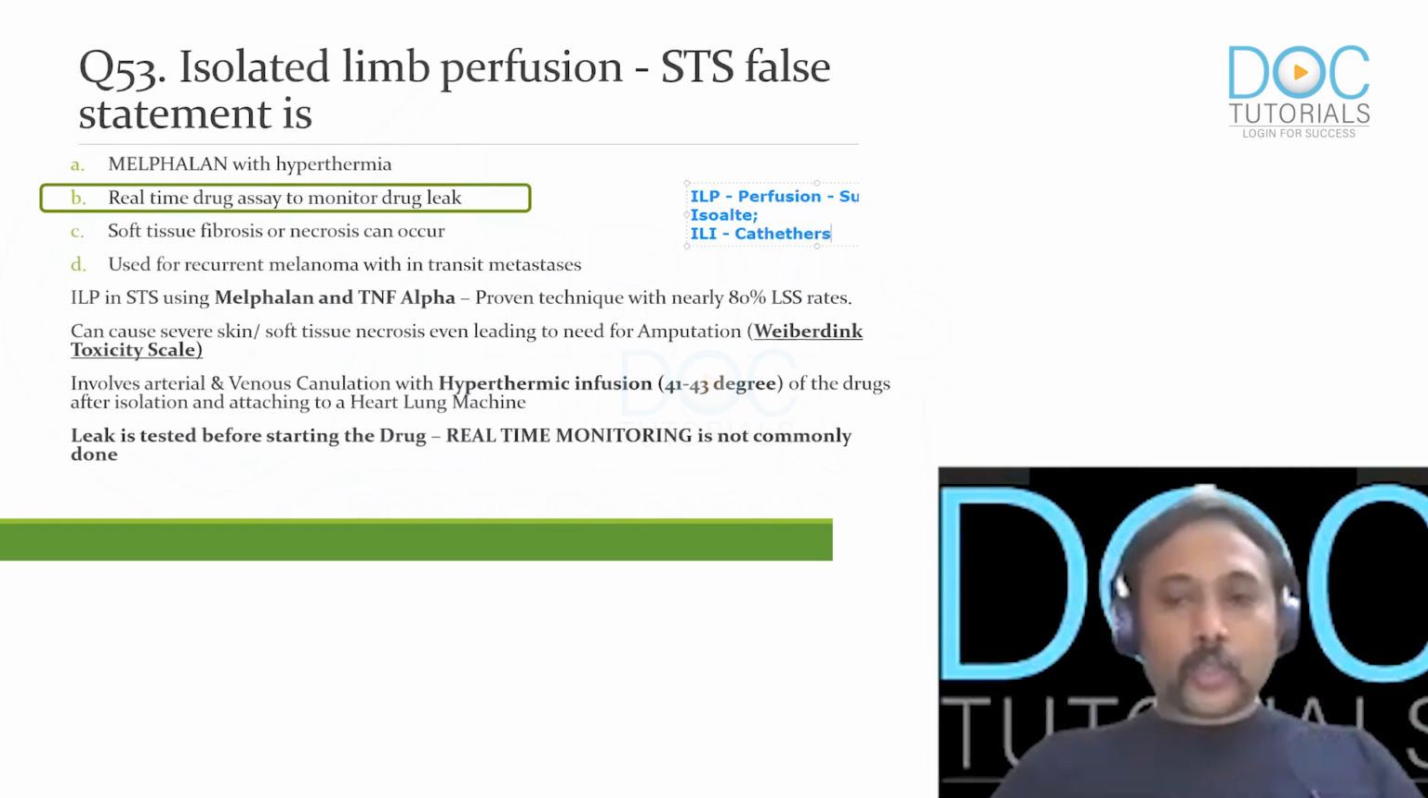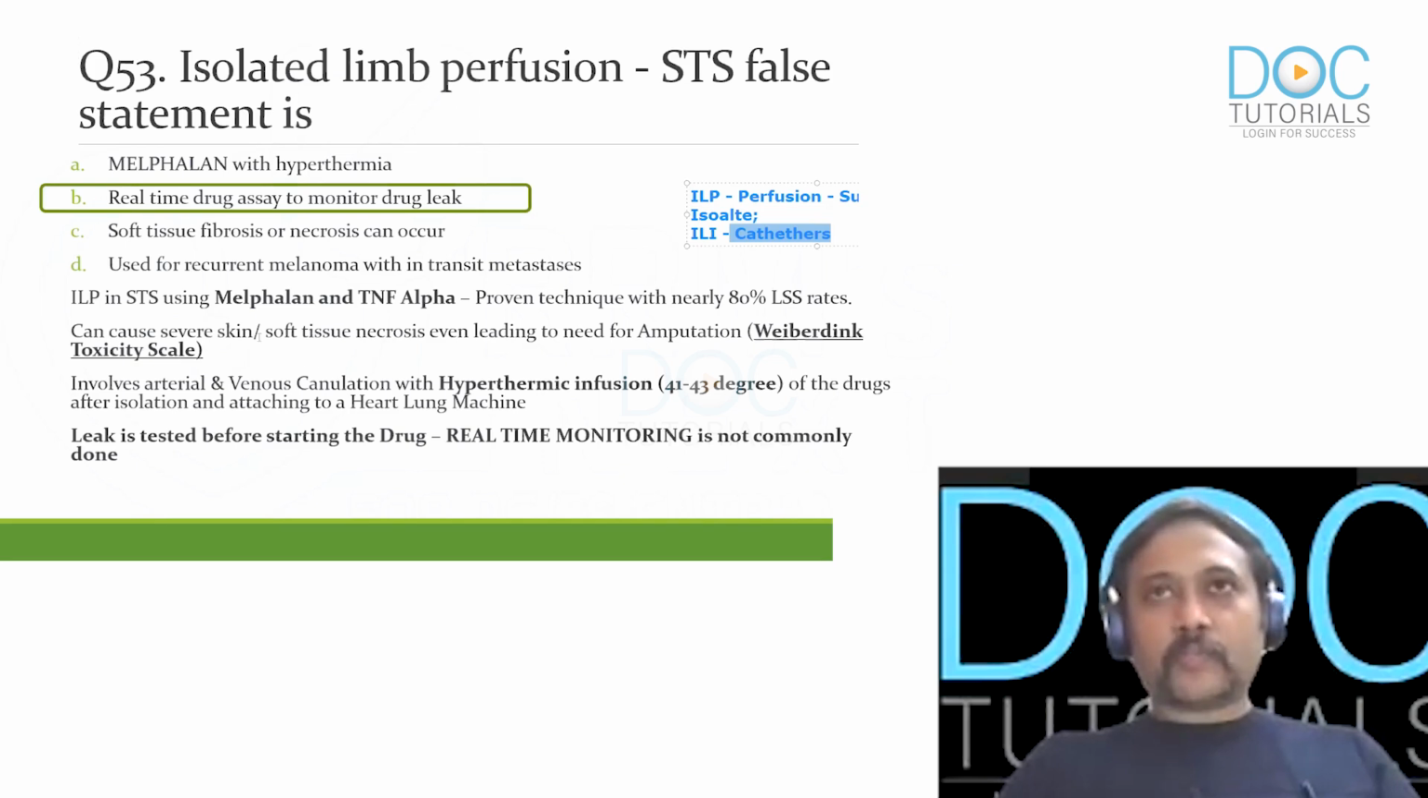Total isolation is usually done in isolated limb perfusion using a heart-lung machine. Isolated limb infusion, on the other hand, is done through catheters, and the total isolation may not be there. There is going to be a higher proportion of leak that happens. So this can cause severe skin and soft tissue necrosis.